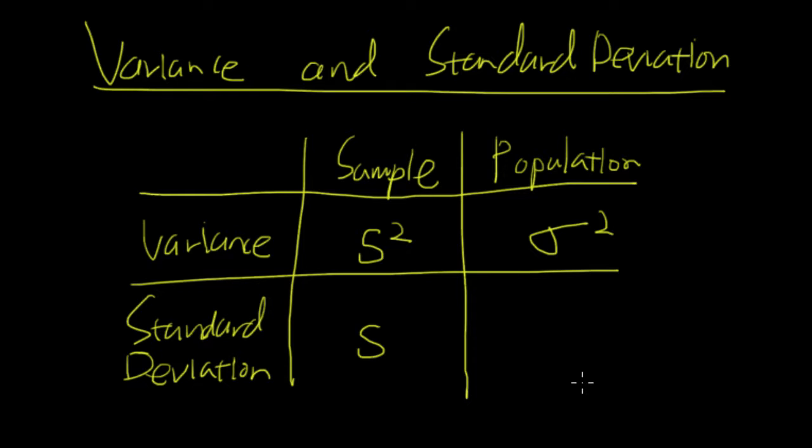That's the symbol for population variance. And population standard deviation would be sigma without the square. So it looks like this, right? Those are the symbols for the standard deviation and the variance.